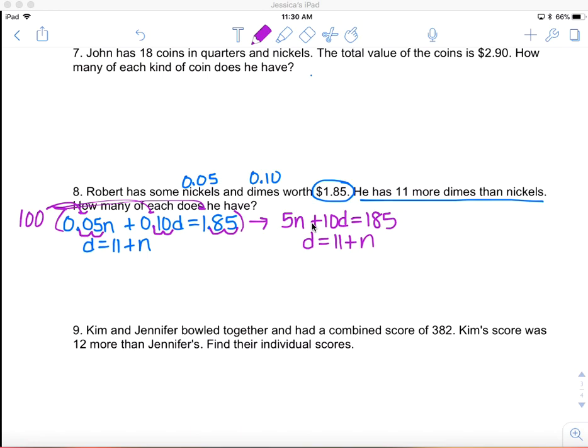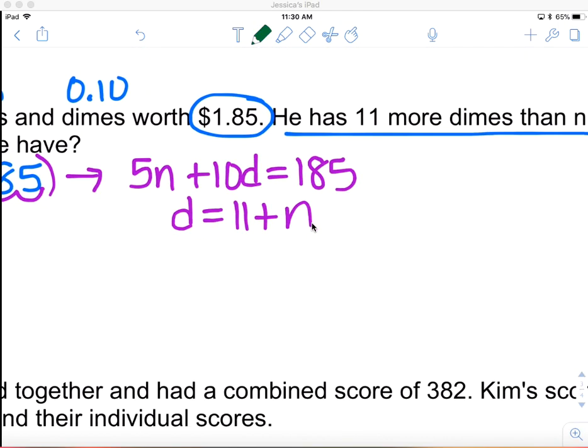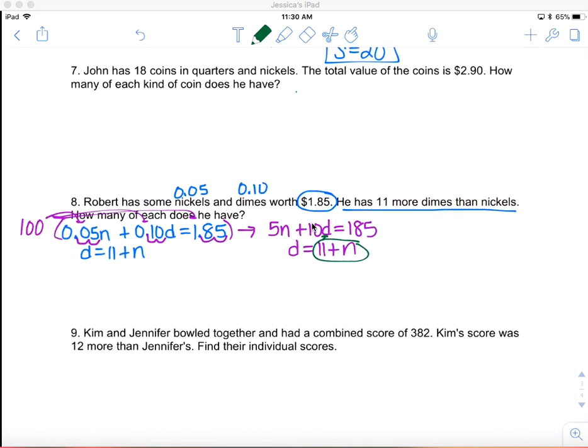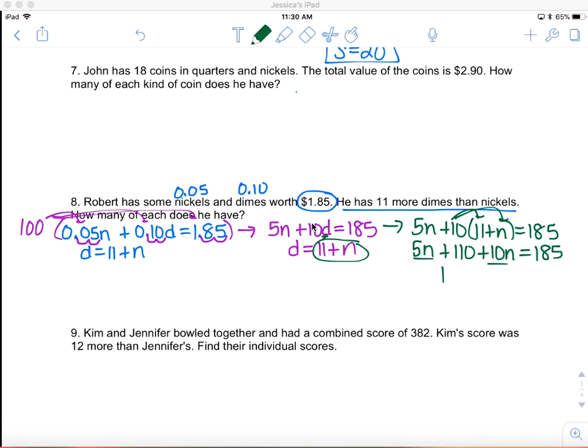Now let's solve using substitution. Since d equals 11 plus n, I'm going to take 11 plus n and plug it in for d. When I do that, this becomes 5n plus 10 times 11 plus n, I'm plugging in that whole thing for d, equals 185. Next, I need to distribute. So the 5n stays. 10 times 11 is 110. 10 times n is 10n. And now I can combine like terms. 5n plus 10n is 15n.